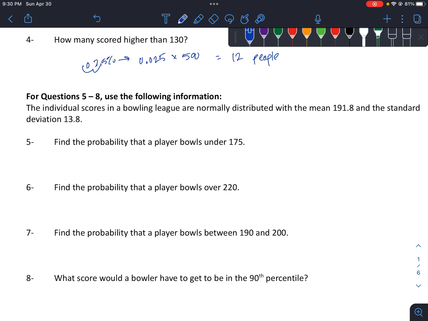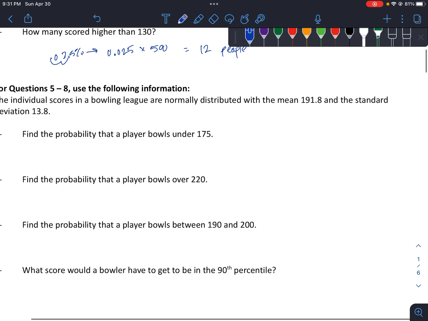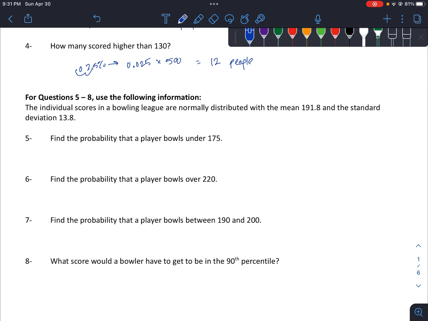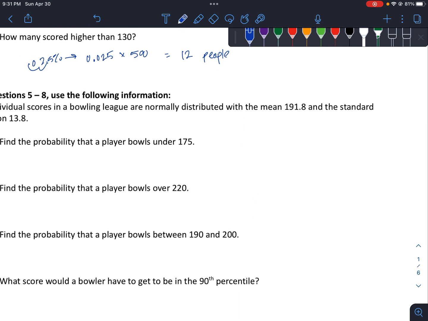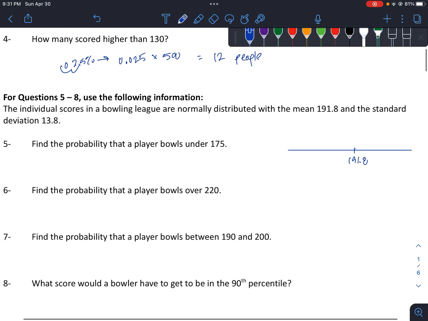So an individual scores in a bowling league are normally distributed with a mean of 191.8 and a standard deviation of 13.8. Okay, so find the probability that a player bowls under 175. So just to provide, it's still a normal distribution. So we have a mean of 191.8 and a standard deviation of 13.8.